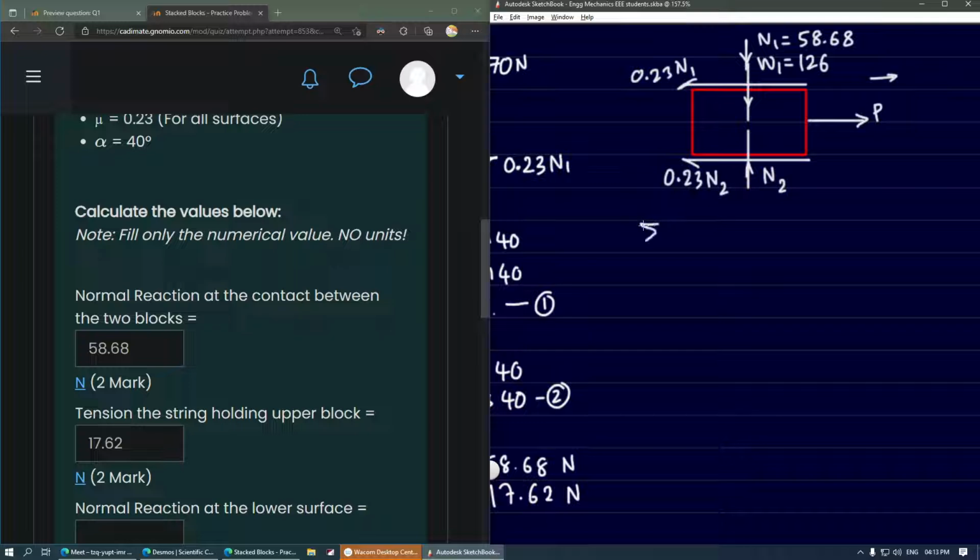Once again, we need to form the equations. Let's go with vertical components first. N2 is acting upwards, hence plus, minus W1 because it's acting downwards, and minus N1 that is also acting downwards. Remaining all forces are horizontal. They will not have any components in this direction. Let's just substitute. Sigma V has to be 0 because it is static. N2 value we are yet to calculate. Keep it as it is. W1 is given as 126. N1 is also given, that is 58.68.